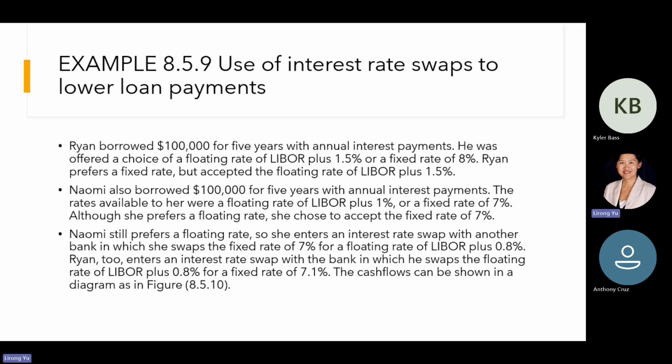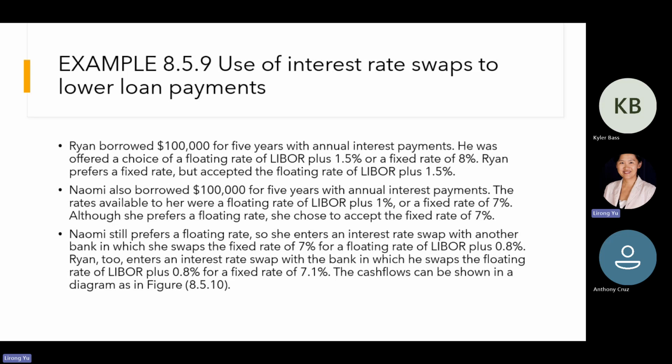Now, since they both have their preferred format of interest rate, Naomi preferred floating rate, so then she entered an interest rate swap with another bank in which she swapped fixed rate of 7%. So now she's paying the 6% in fixed rate for floating rate LIBOR plus 0.8%. So that's a little bit more favorable than the original bank offered LIBOR plus 1%. So LIBOR plus 0.8% is a little bit better.